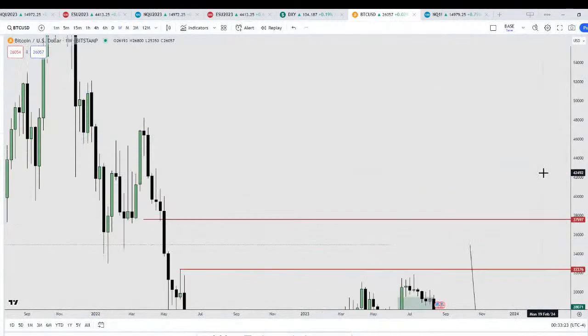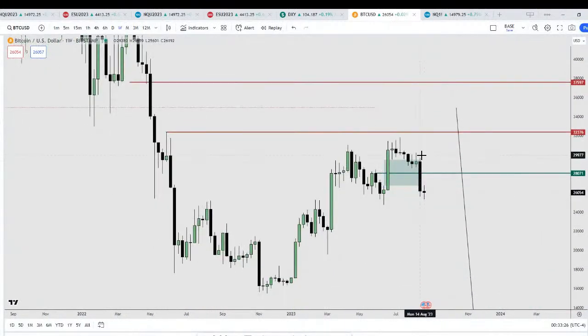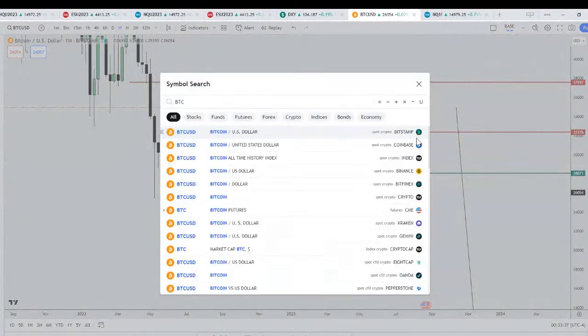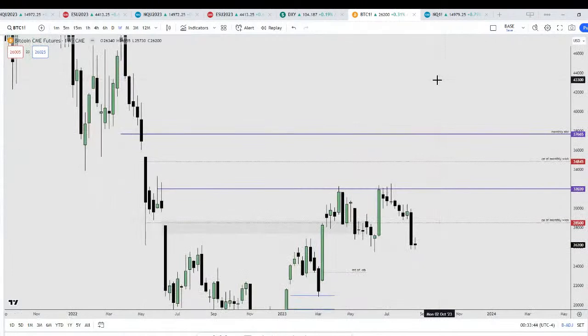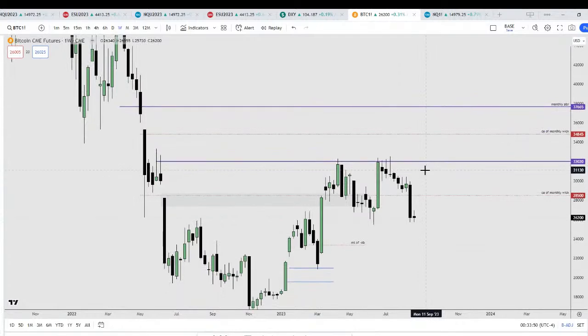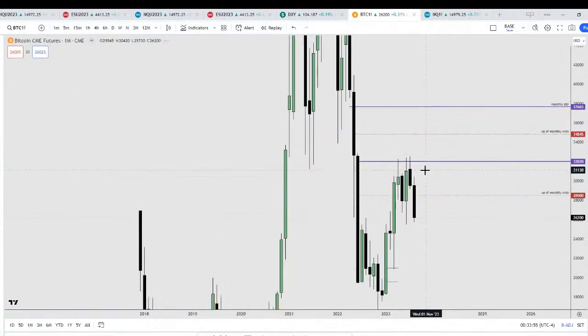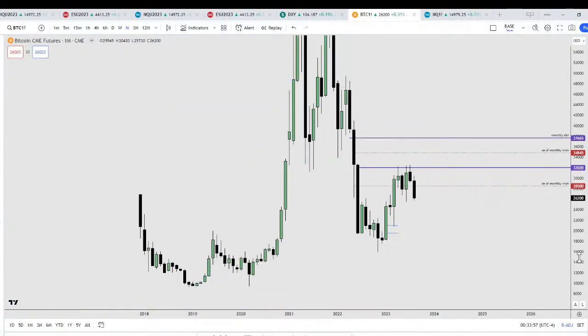Now, Bitcoin, some tricky right here. Obviously I was looking for 32, right? But if you take a look at the futures charts, BTC Bitcoin futures by CME, right? So the futures chart right here, it smashed 32. Okay, so I'm not sure if this is going to be a contributing factor to the next price action.